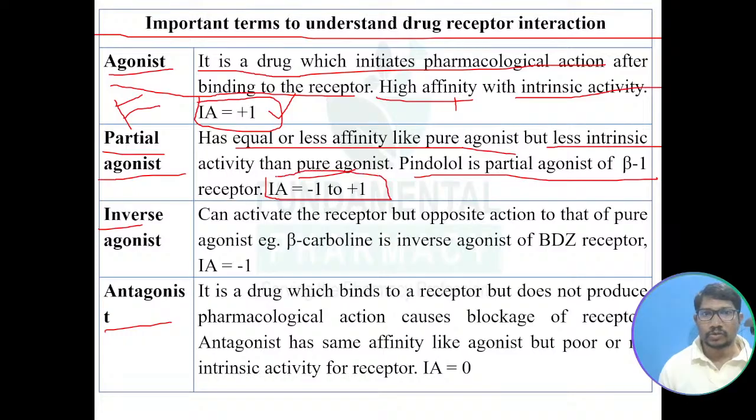A question has already come on this. So what is the intrinsic activity of a partial agonist? +1 to -1, -1 to +1. So examples of full agonist: adrenaline, noradrenaline to the alpha receptor, beta receptor, acetylcholine to the muscarinic receptor, nicotinic receptor, histamine to the histaminergic receptor, serotonin to the serotoninergic receptor. So all these are full agonists, or agonists, or pure agonists.